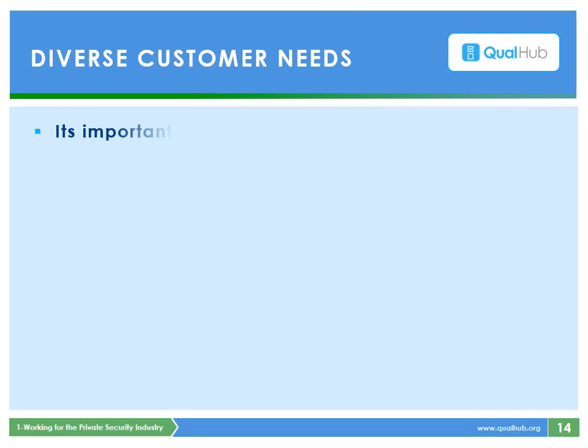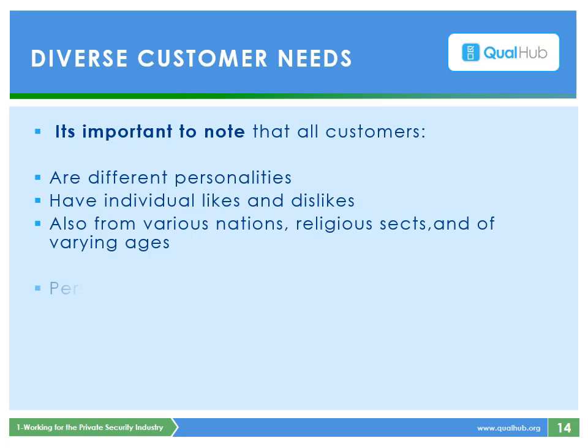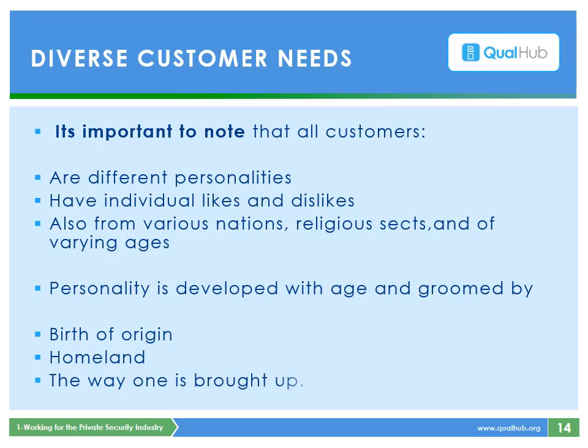Diverse customer needs. Individuality. Security operatives come into contact with a wide range of people, including members of the public. It's essential to understand some key aspects of customers in order to provide good customer care. 1. All customers are different individuals. Thus, they have different thought processes, needs, and expectations.